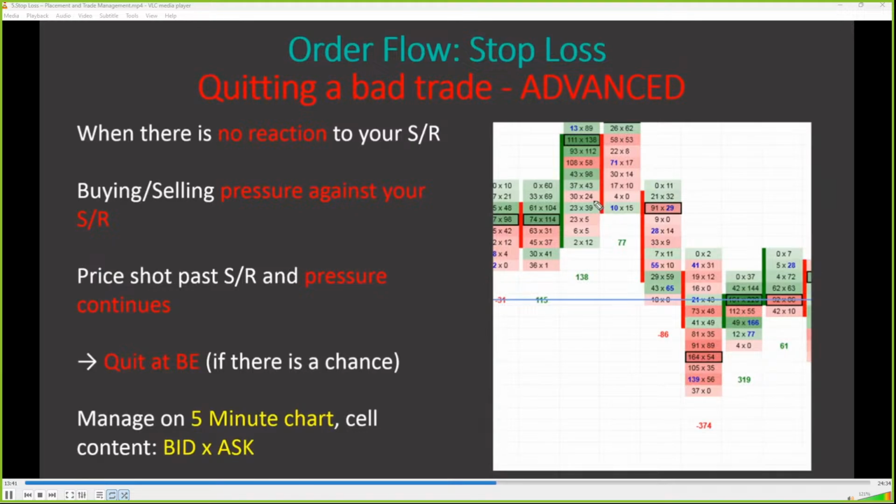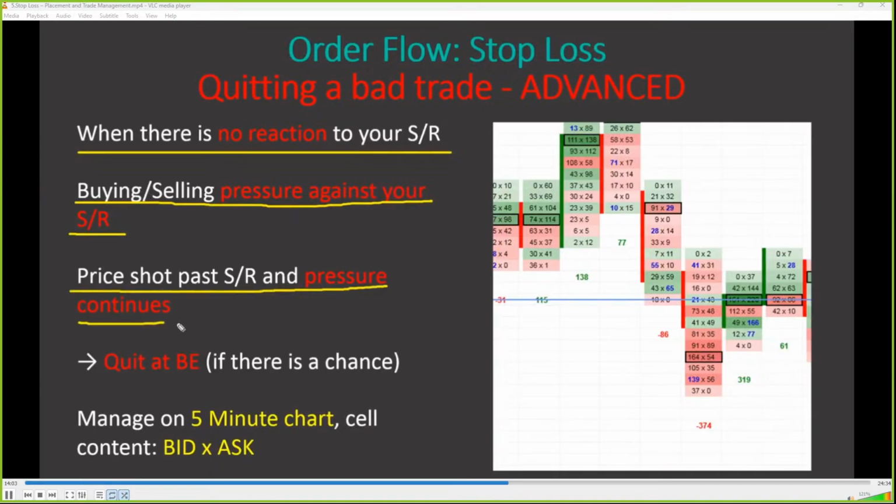So when you want to quit a bad trade, when there's no reaction to your trading level, no reaction at all, the price just shoots past it, there is a pressure which goes against your level, buying or selling pressure, and the price shoots past your level and the pressure continues. So if you look at the picture, price goes downwards. Imagine that there is a support. You entered long from there, but there's no reaction.